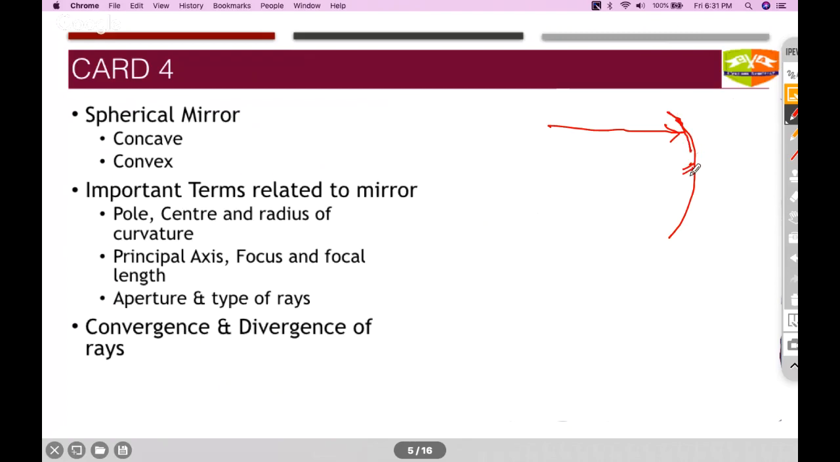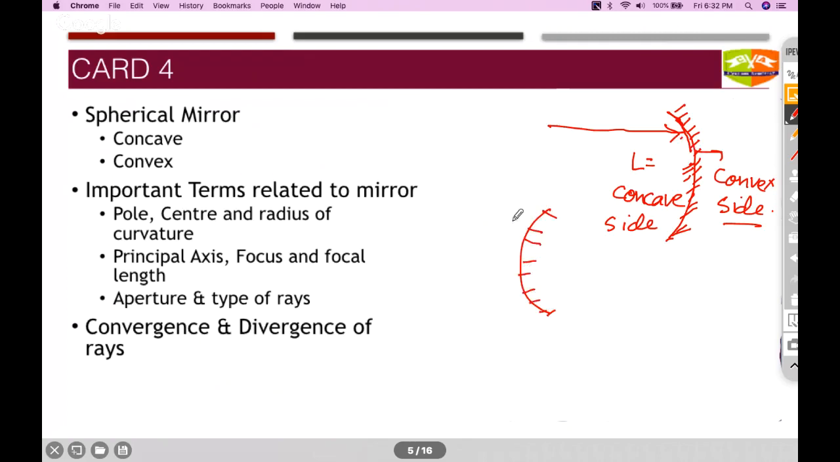You can see that this cave portion of the mirror is reflecting the light, and it has been polished on the other side. So polishing is done on the convex side. Suppose this left side is called the concave side, and the other side is called the convex side. Always remember that the side which is reflects the light gives the name. So if the concave side is reflecting the light, it is called a concave mirror. If the convex side is reflecting the light, like this, it will be called a convex mirror.